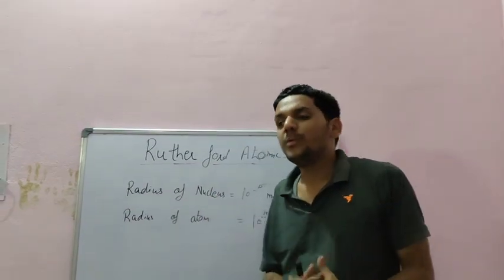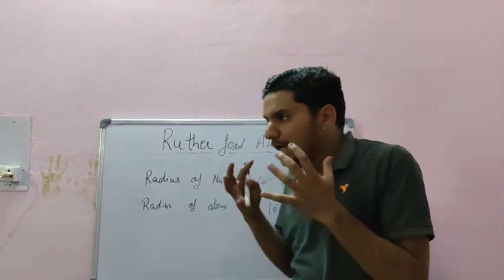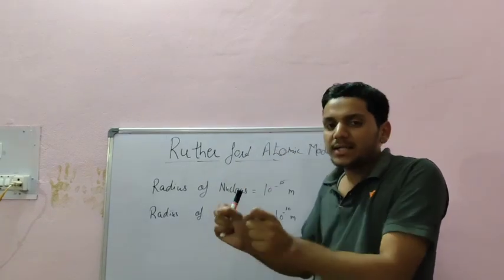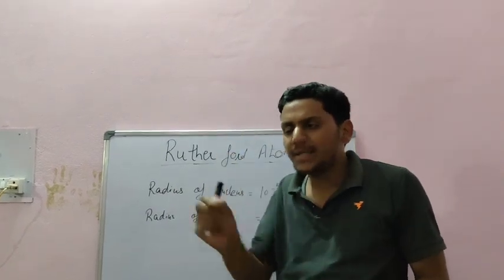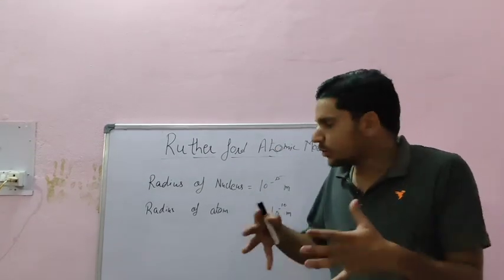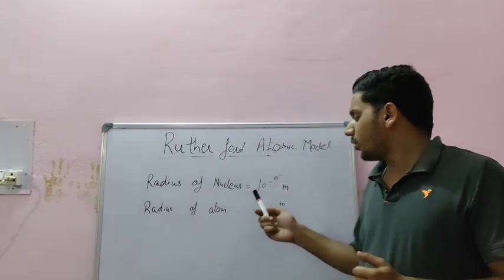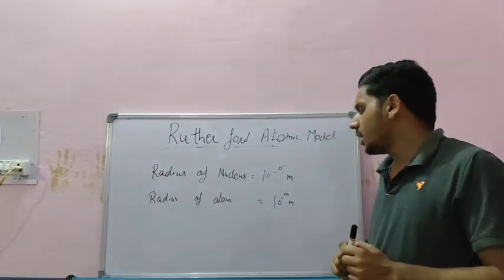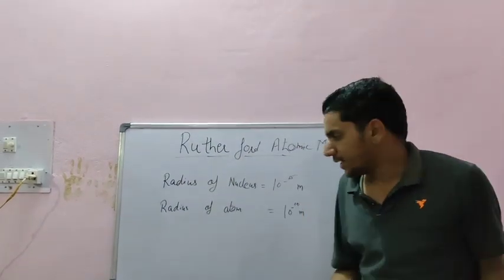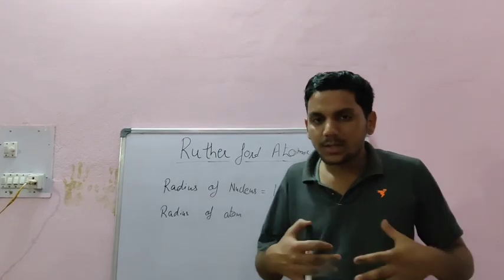So now we will discuss the Rutherford atomic model. According to the Rutherford atomic model, the positive charge is present only in a very small portion of the atom, and that is called the nucleus. The radius of the nucleus is of the order of 10 raised to power minus 15 meter, and the rest of the atom is vacant, and the electrons are revolving around the nucleus in a circular manner.